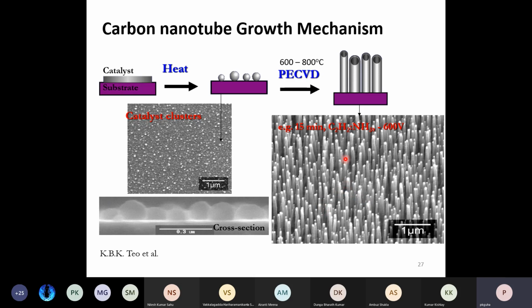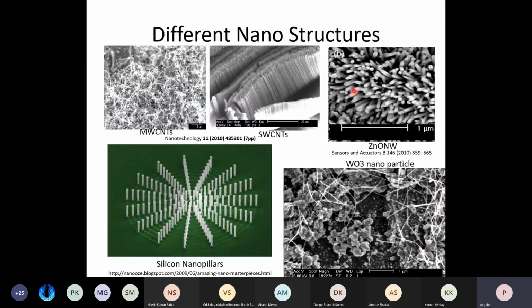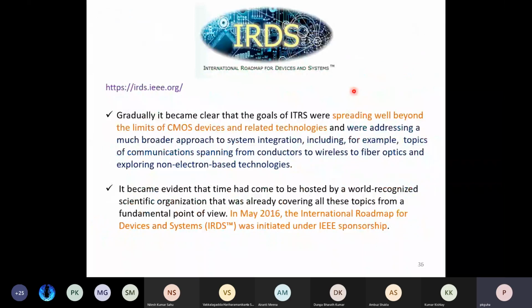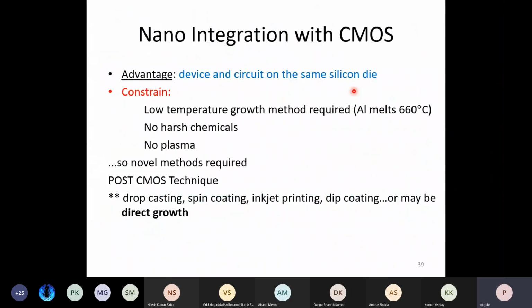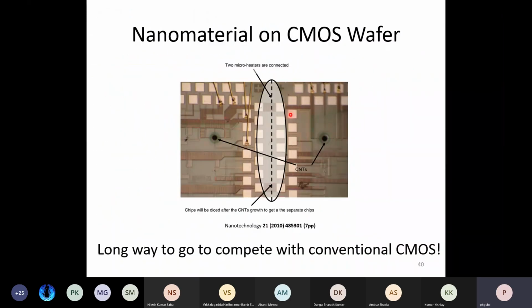Here you see they have used C2H2 gas, the carbon containing gas, which will dissociate within the plasma enhanced chemical vapor deposition chamber, and that is the source of carbon which will push this catalyst to form carbon nanotube. Let's move on. If we apply this process, your metal tracks will melt at 800 degrees centigrade, because you need 600 to 800 degrees centigrade. Carbon nanotube will form all over the chip.